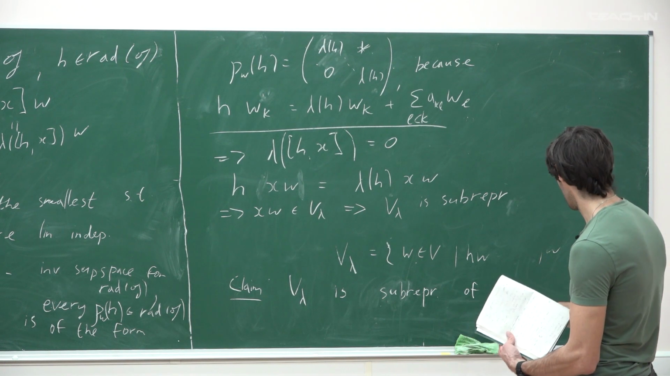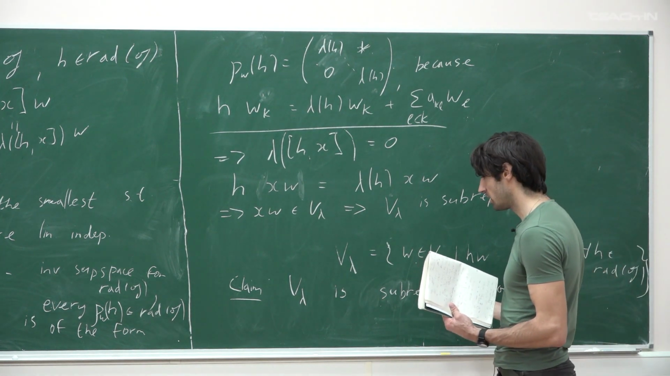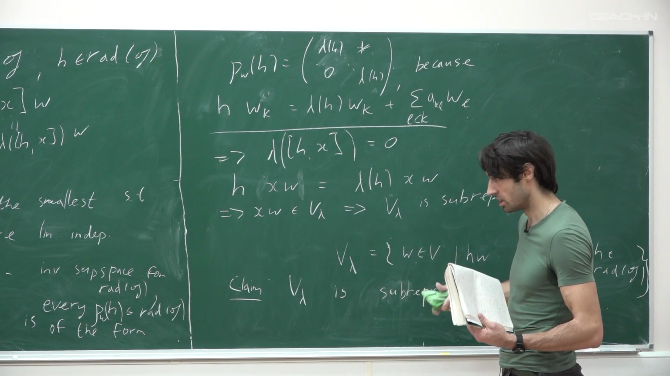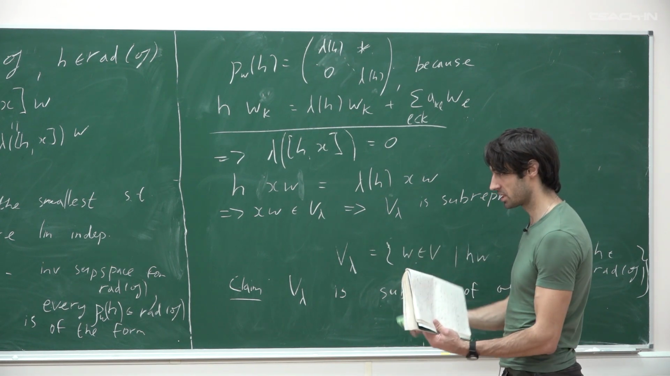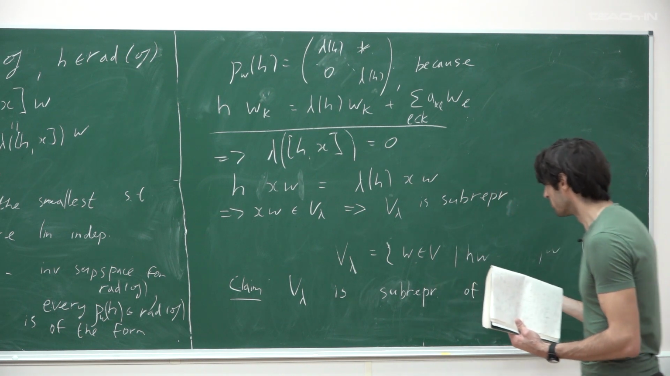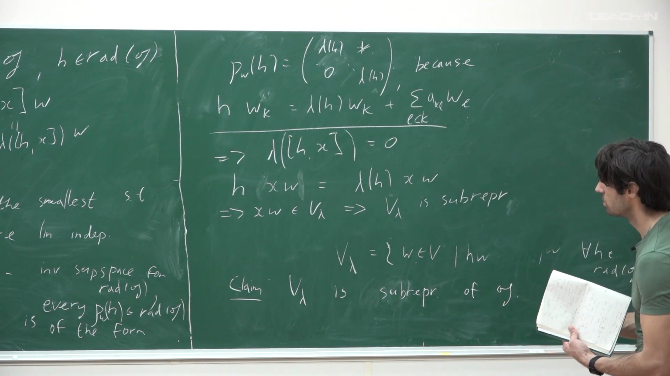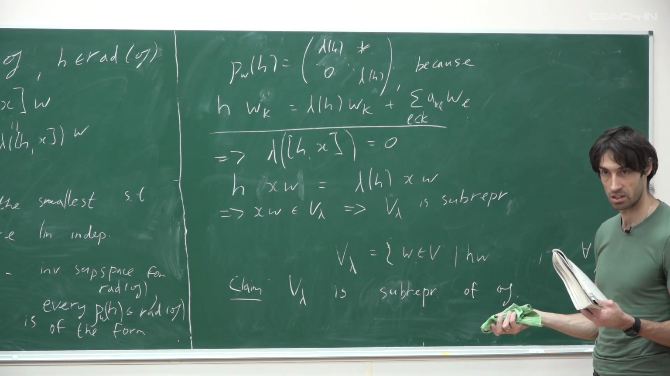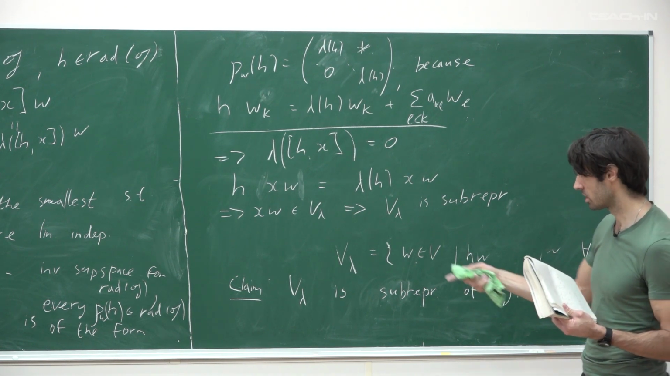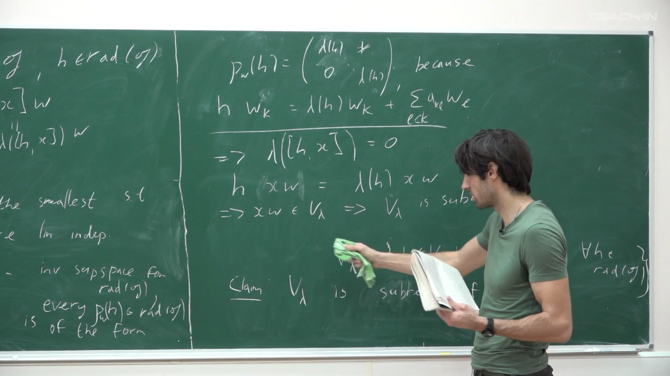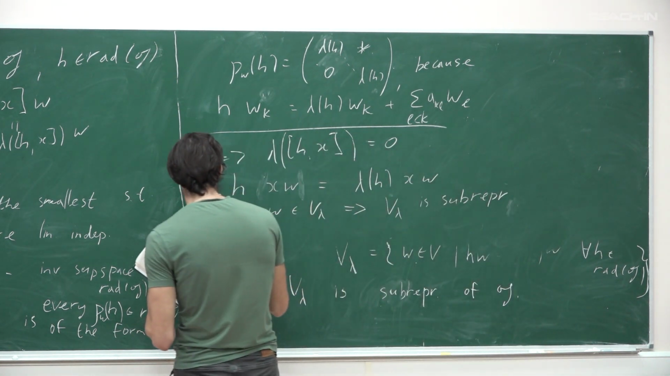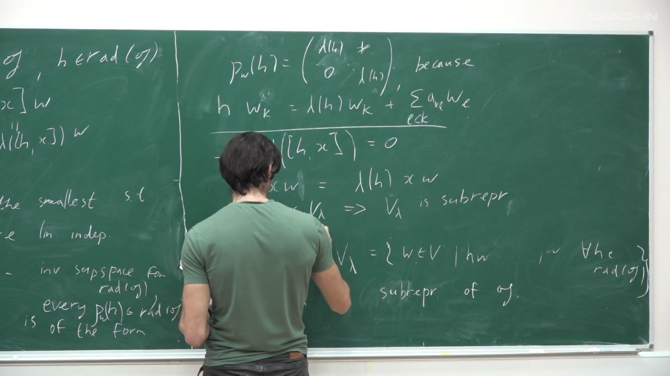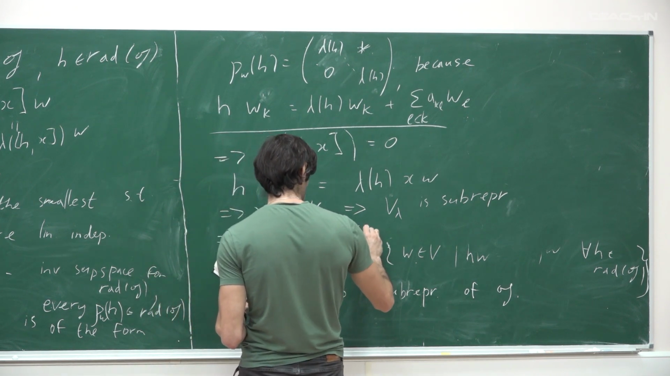But this means that V lambda is V, right? Because V is an irreducible representation. And if I have some sub-representation, it should coincide with V, right? So it means that the radical acts by scalar operators on V. So it acts by scalar operators on V lambda, but V lambda coincides with V, since V is irreducible.